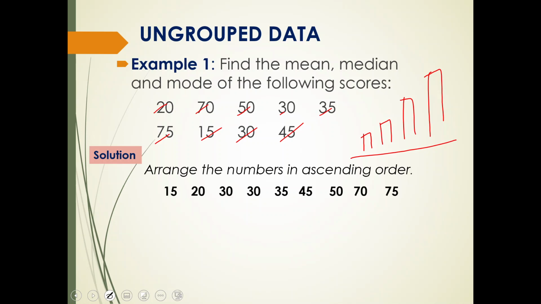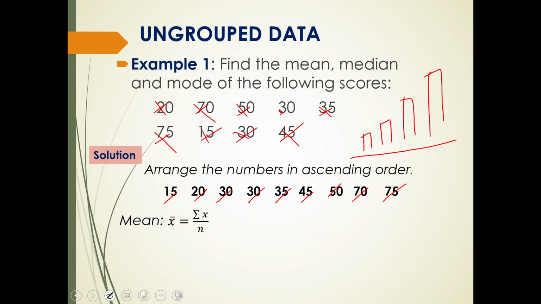So we have 15. Okay, 15 is there. 20, 20 is there. 30, it's there. Another 30, it's there. 35, okay. 45, it's there. 50, okay. 70, it's there. And then 75. Okay, so all numbers are accounted for.